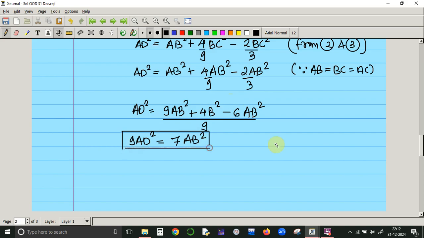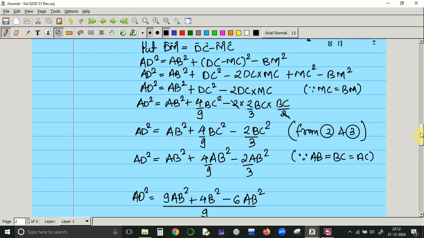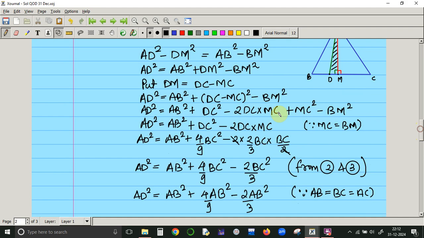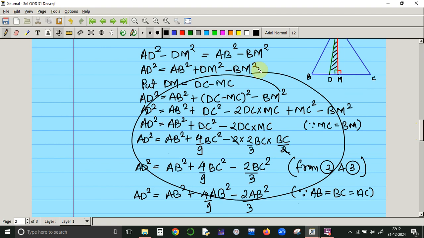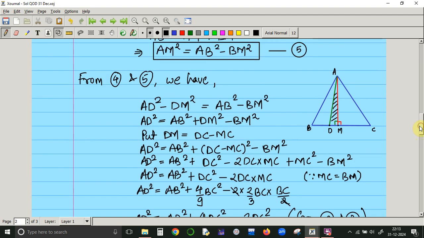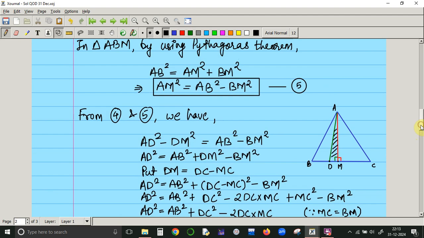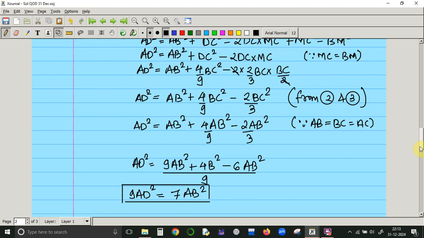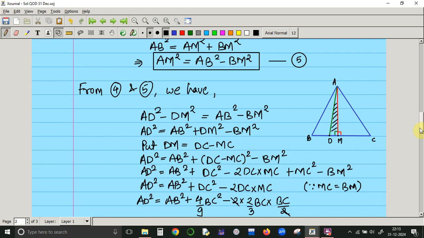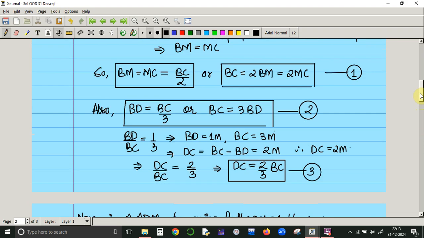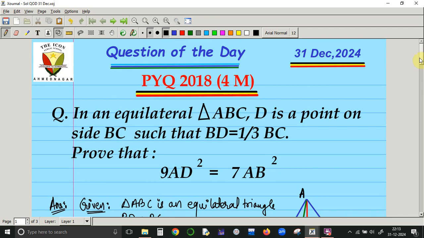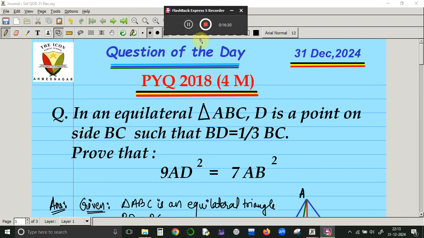I hope you have understood this adjustment. Please give a try over here. You have to work on this, okay? Then only you will be able to solve this by your own. So this is the solution for this question. Thank you, everyone.